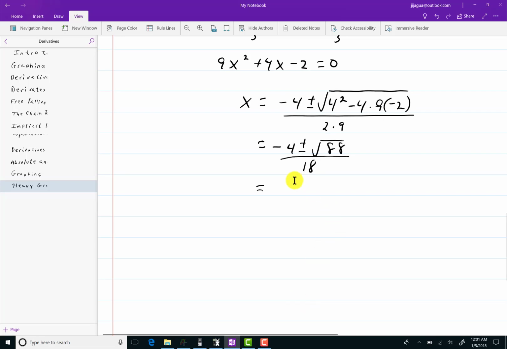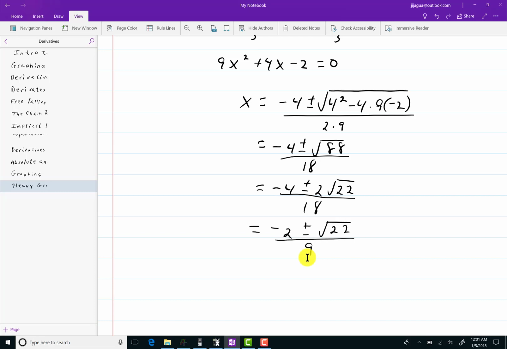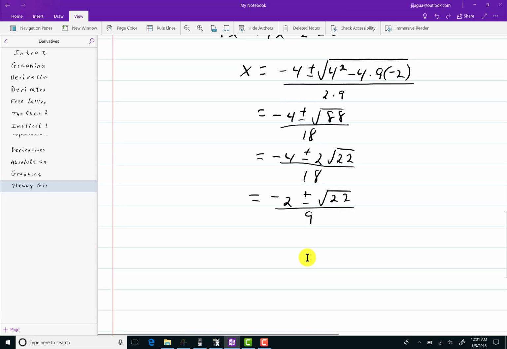I can factor out, the best I can do here is factor out a 4. So I'll get negative 4 plus and minus 2 radical 22 over 18. And if I divide 2 into everything, I get negative 2 plus and minus the square root of 22 over 9. So to see if I have max and mins, I'll put this stuff on a number line.